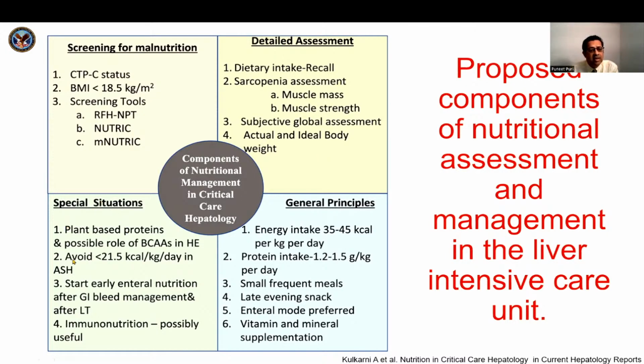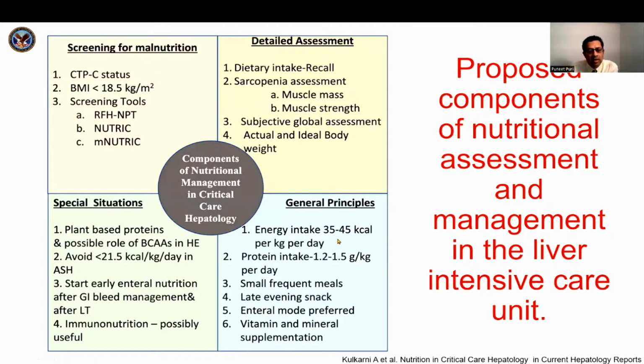There are some special situations. I did not touch upon this, but these are worthy of attention. So plant-based proteins have a possible role, with branched chain amino acids in encephalopathy-specific populations. Also, avoid low calorie delivery: those that got over 21.5 kilocalories per kilogram per day fared significantly better compared to those that received less calorie. Also, early enteral nutrition should be attempted even in those with GI bleed and/or after liver transplant. Some general principles we talked about.